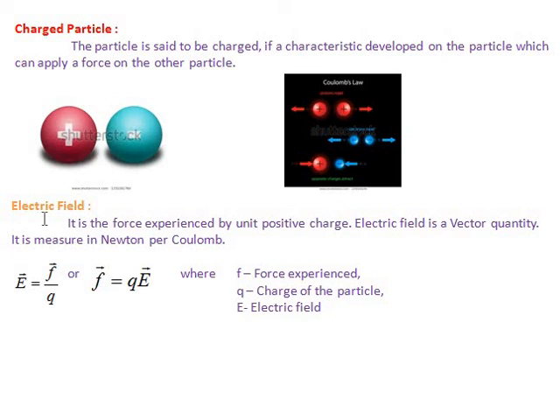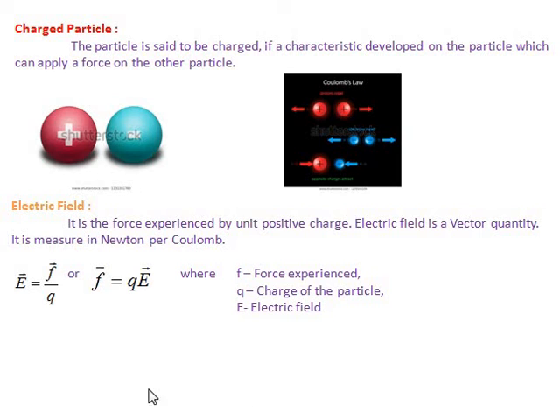Then what is electric field? It is the force experienced by a unit positive charge. Electric field is a vector quantity. It is measured in Newton per Coulomb. Therefore, electric field, represented by the notation E with an arrow over its head, is equal to force per unit charge, where F is the force experienced and Q is the charge of the particle. Therefore, F is equal to Q into E.